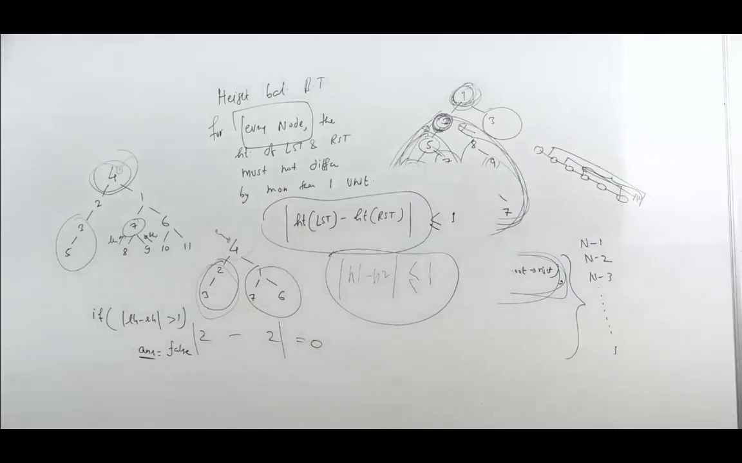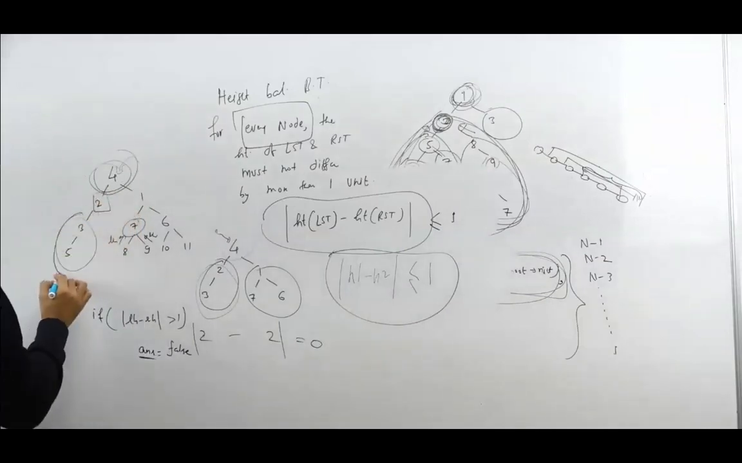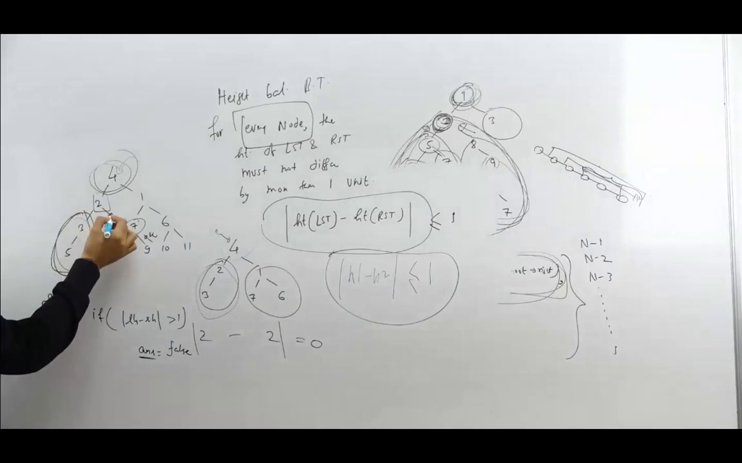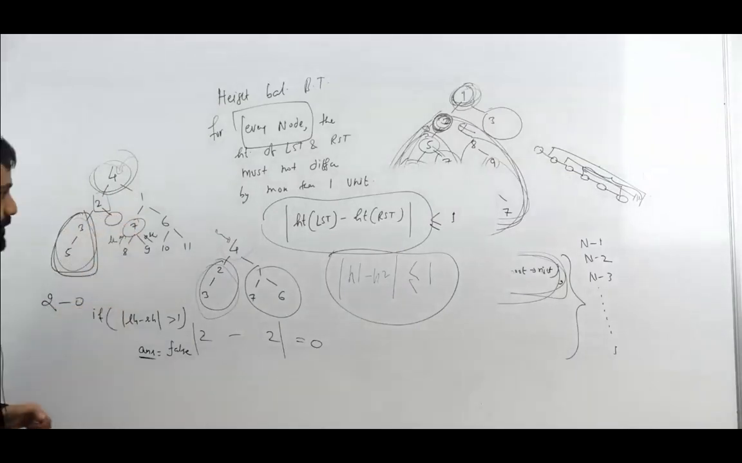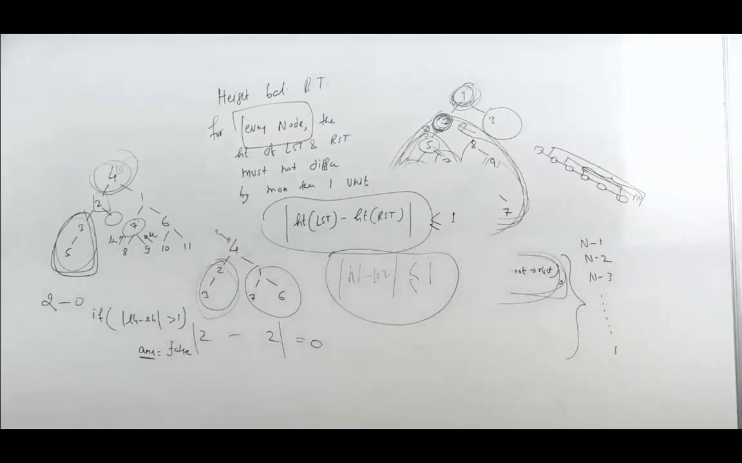Does it make sense? Yes or no? How many of you got that? How is node 2 the culprit node? For this node, what is the left height? 2 units. What is the right height? 0 units. What is 2 minus 0? It is 2, which is greater than 1. Clear?